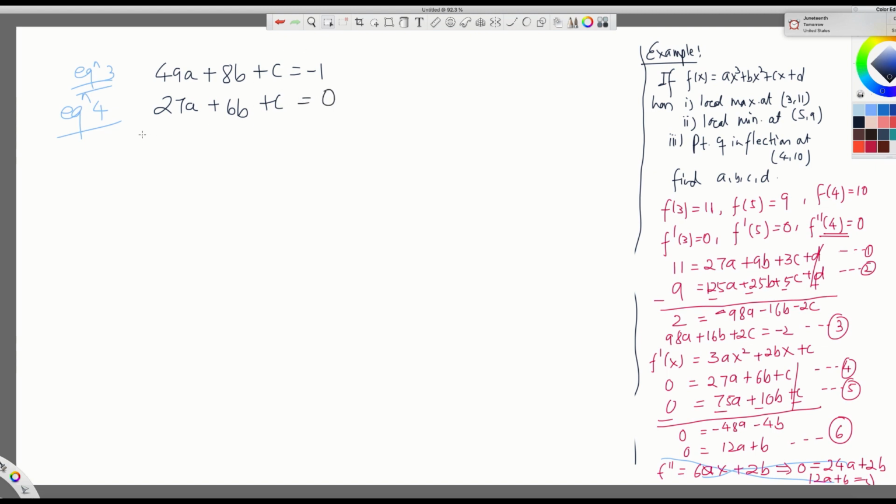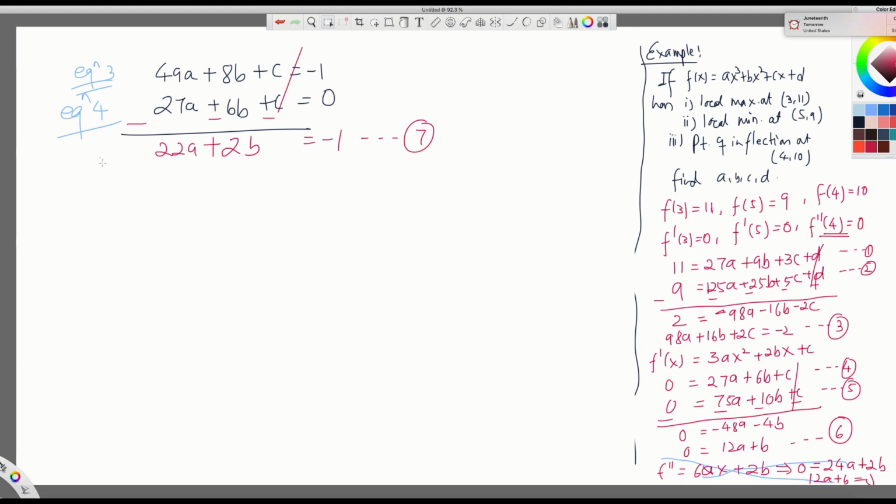If you subtract these two equations, subtract, what do you get? Subtract. You cancel out those, right? Equals to -1 is there. 8b minus 6b is 2b plus, and 49 minus 27 is how much? Is that 22? 22a. Let us name this as equation number 7. Now we will solve equation 6 and 7, okay?